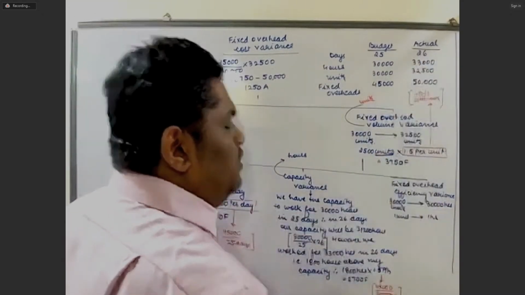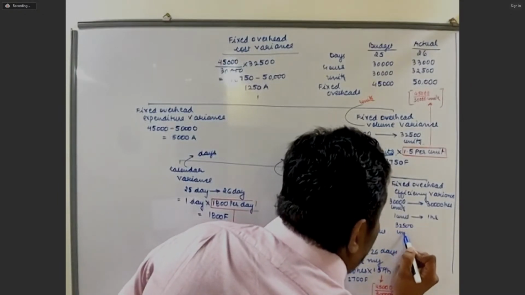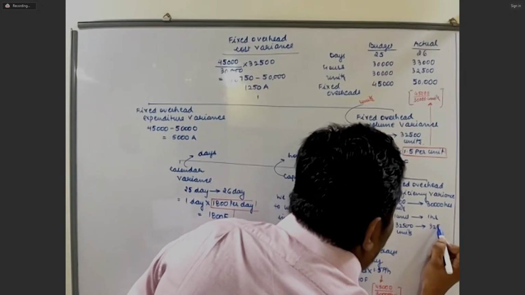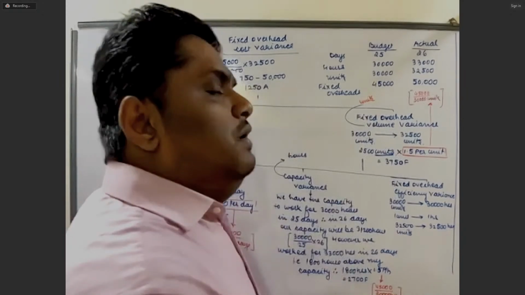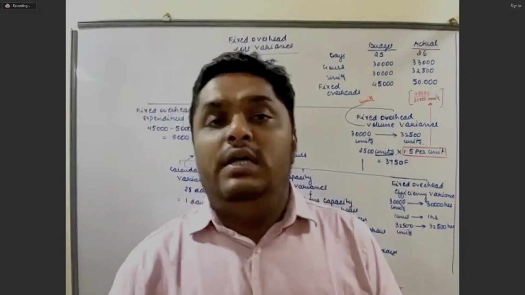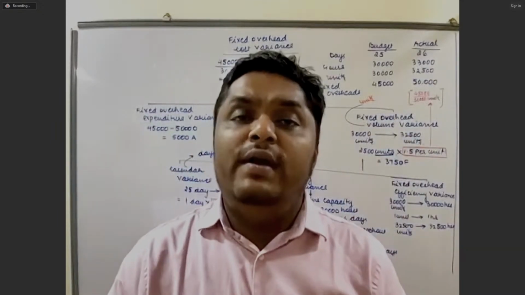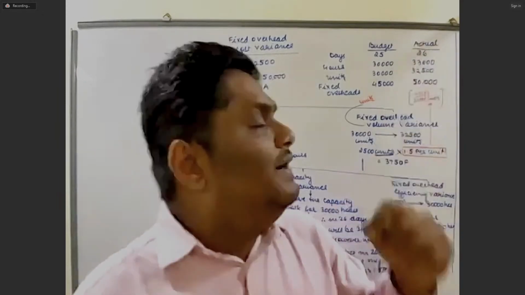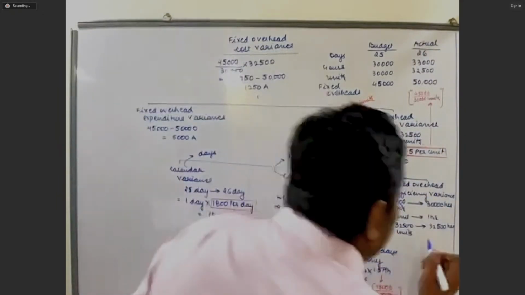So my actual production was 32,500 units. So this should be completed in 32,500 hours. I repeat again, 30,000 units, 30,000 hours. It means 32,500 units, 32,500 hours. But we actually took to manufacture these 32,500 units, we actually took how many hours? 33,000 hours.